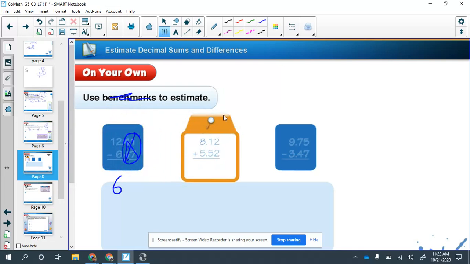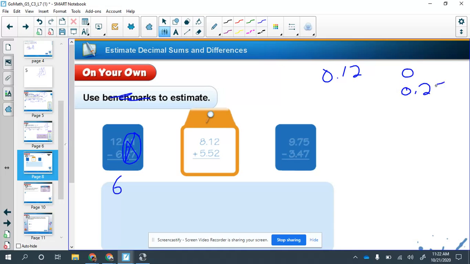We take a look at the next one here, right? We're going to actually use our benchmarks. Now, 12/100 compared to our benchmarks. Remember, our benchmarks are 0, 25/100, 5/10, 75/100, and 1. Well, 12/100 falls somewhere in here. And it's really exactly in the middle, or as close to the middle as you can get, right? It's 12/100 away from 0, and it's 13/100 away from 25/100. So it's really close to those two.